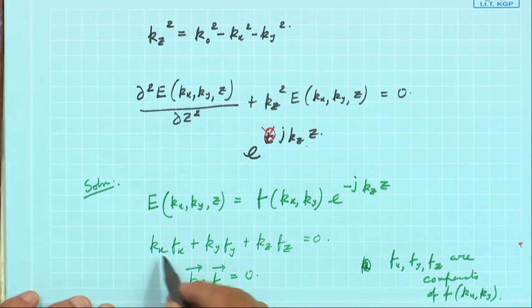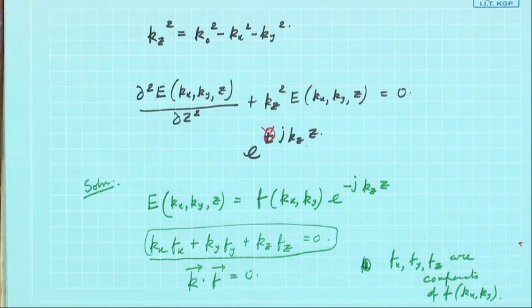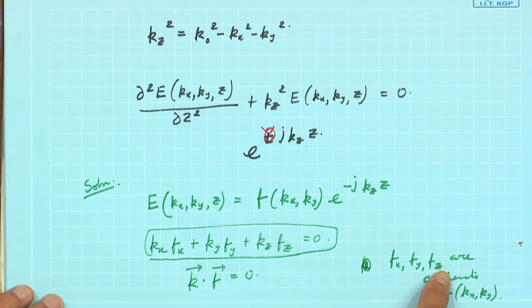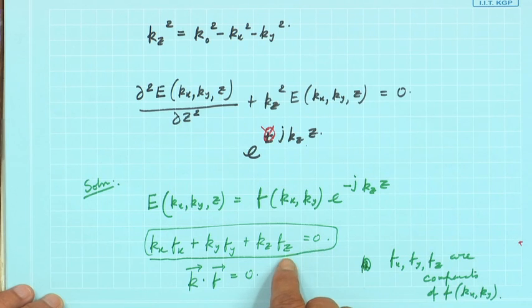So, what does this equation tell us? This is a very important equation, and this tells us that I am trying to find f_x, f_y, f_z. It says that they are not independent. Only two are independent because they are related by this. So, if I find two, the other already gets determined. Okay? So, this is the outcome of this.